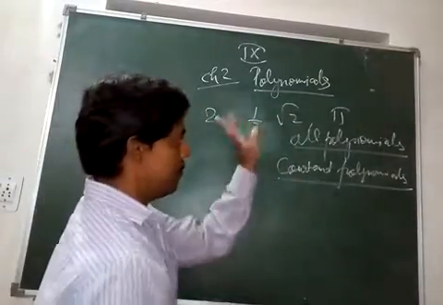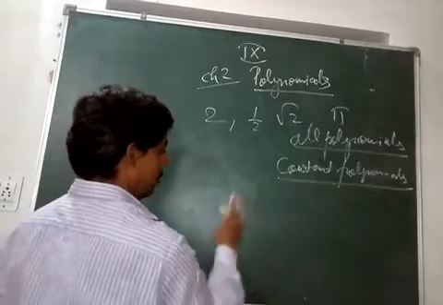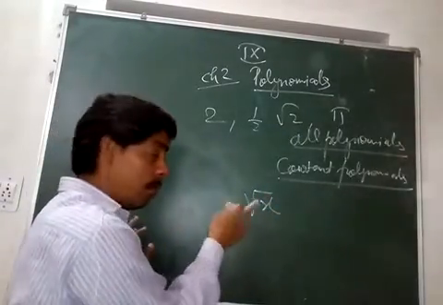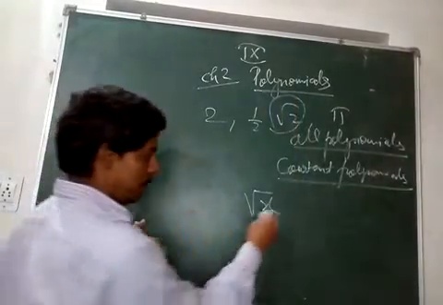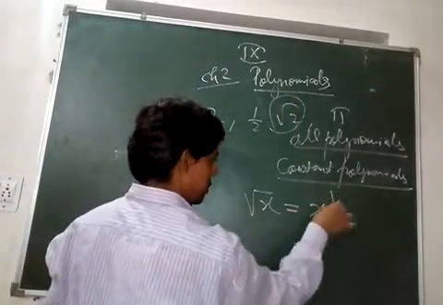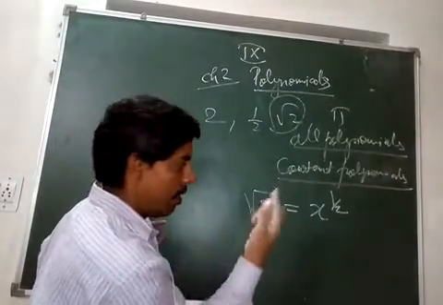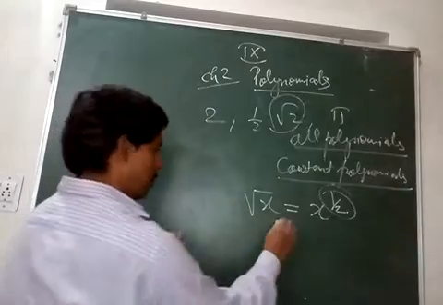Because they don't have a variable, we have to create a variable and we'll write x to the power 0. But remember, root x, is it a polynomial? Now there is already a variable. Root 2 is a polynomial, but root x is not a polynomial. Let's see why. Because root x can be written as x to the power half. Half is not an integer, it is a fraction. So this is not a polynomial.